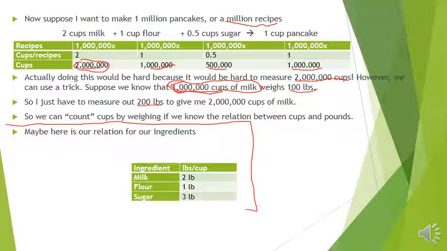I know it's different than what I just had in the previous example, but let's say that 1 cup of milk weighs 2 pounds, 1 cup of flour weighs 1 pound, and 1 cup of sugar weighs 3 pounds. Okay, and let's use this relationship to do a couple problems.